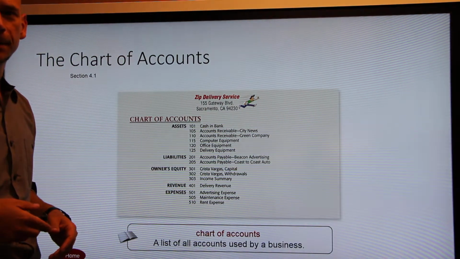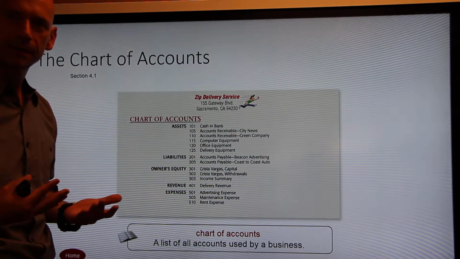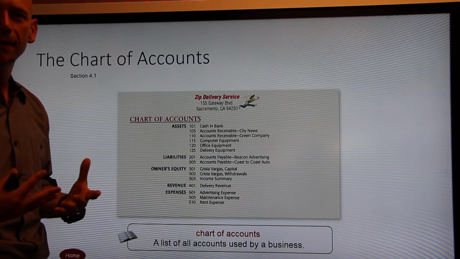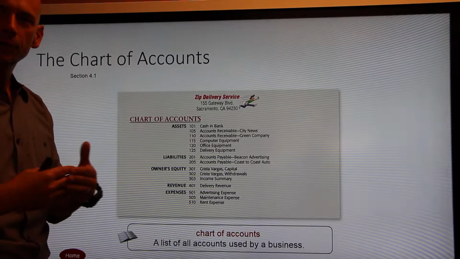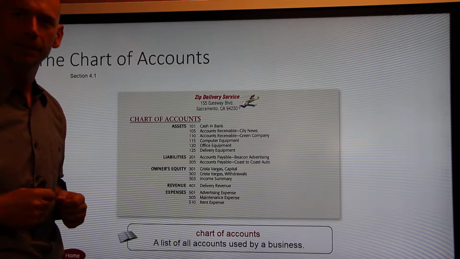The chart of accounts is basically a list of all the accounts that you would use for the various transactions of your business. So if there's a certain type of account or category that's used more often, you would make an account for that so that you can keep an eye on it, analyze, and keep track of everything that takes place in it.